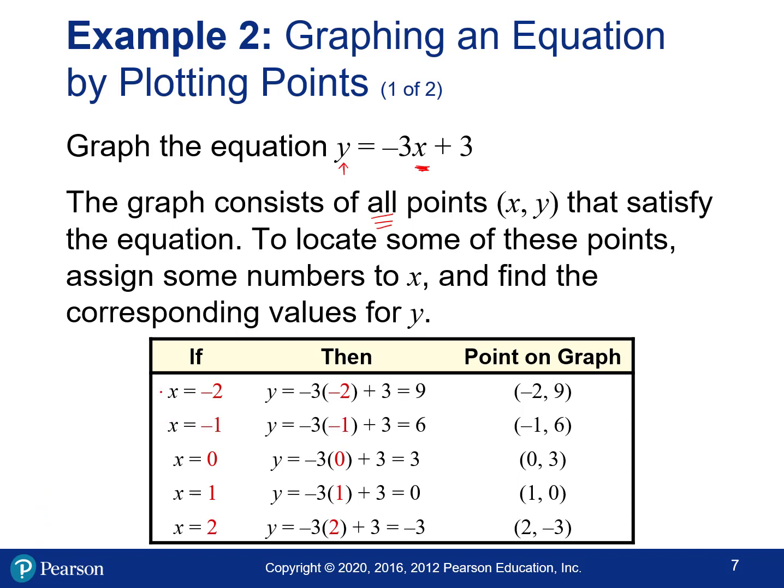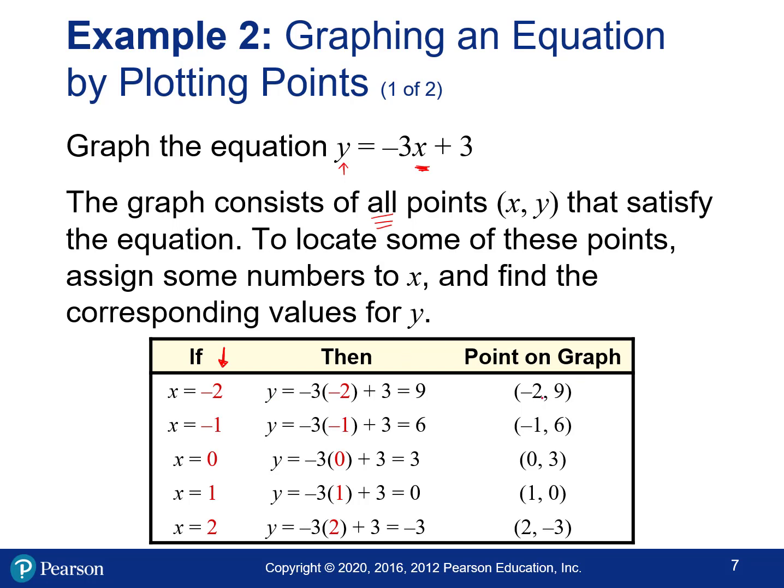So I'm just going to pick these 5. These are all choices. They can be anything you want, but you just choose these numbers. Okay, so I'm going to choose that x is -2. When I plug that into the equation, notice that it equals 9, so y equals 9.